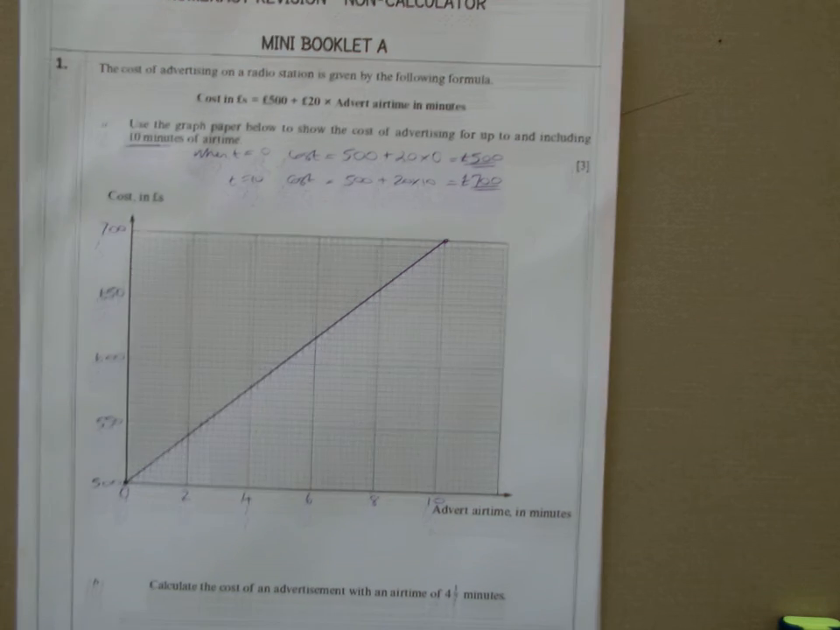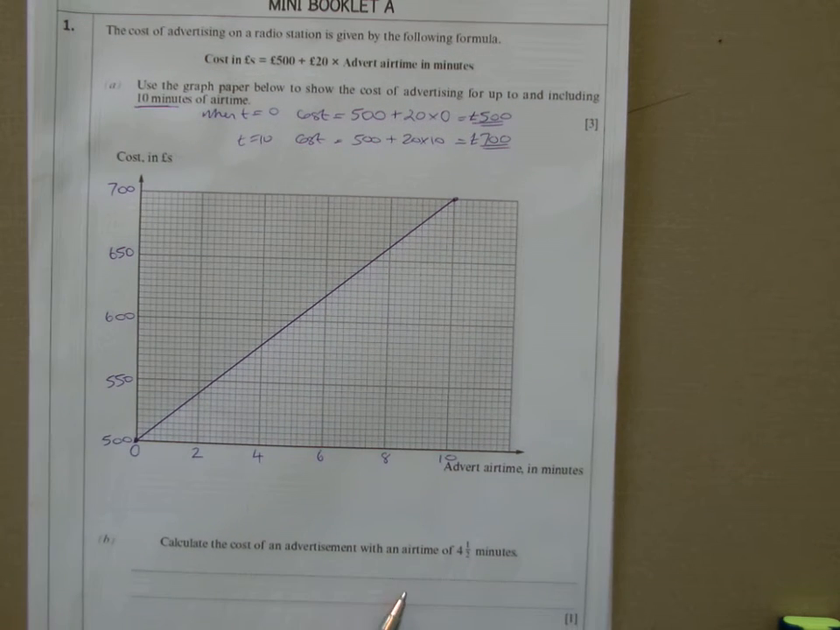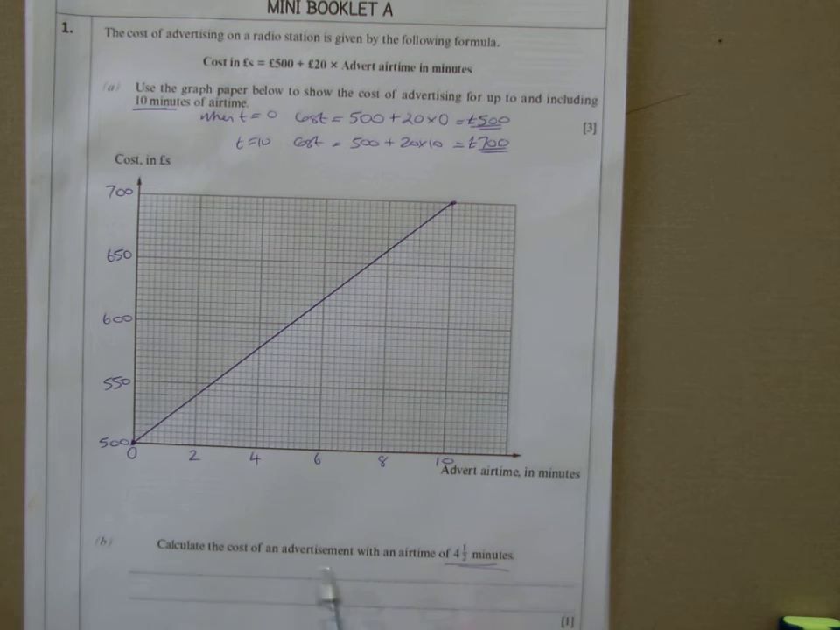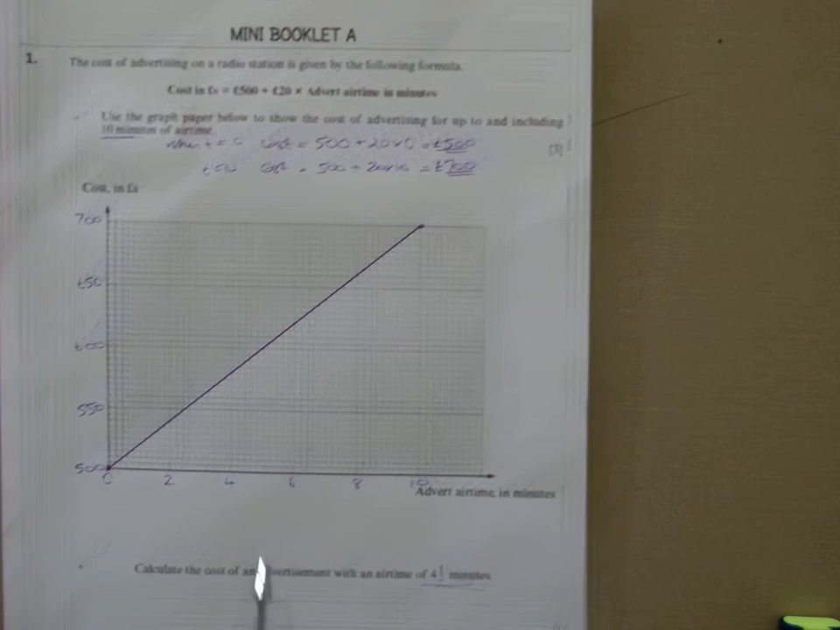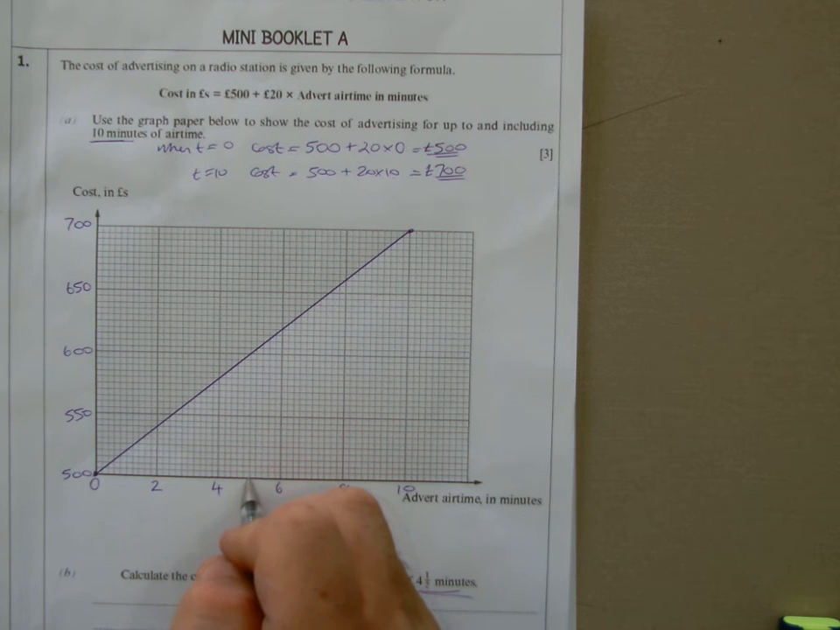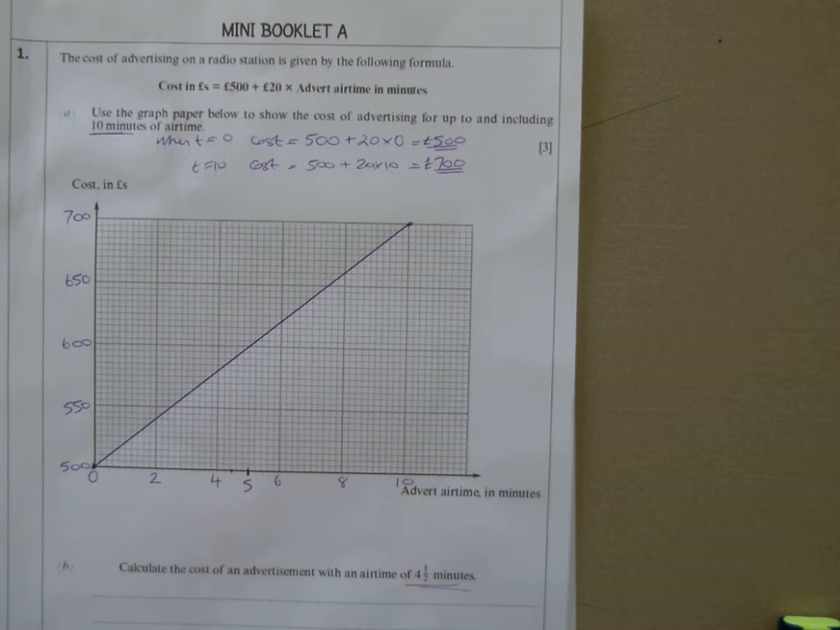Okay, so then part B, it says calculate the cost of an advertisement with an airtime of 4.5 minutes. So we're meant now to use our graph to work out the cost for 4.5 minutes. So if you look here, 4.5 minutes is somewhere here, isn't it? Now, I don't know exactly, but what I always do with a scale is go halfway, to see what's halfway. So halfway is obviously going to be 5 minutes. 4.5 then will be halfway between 4 and 5.